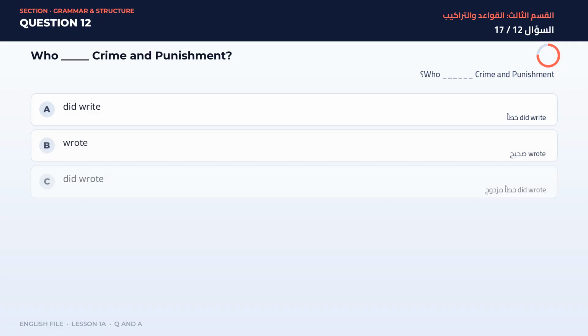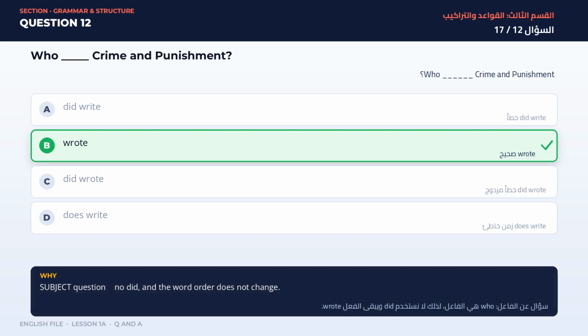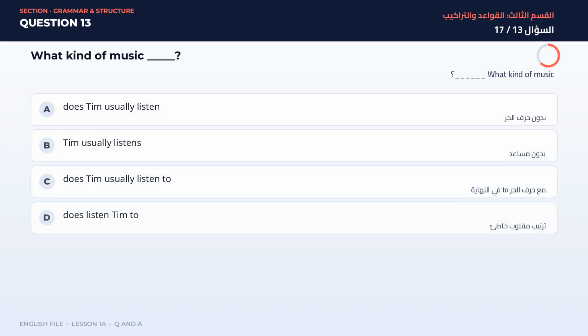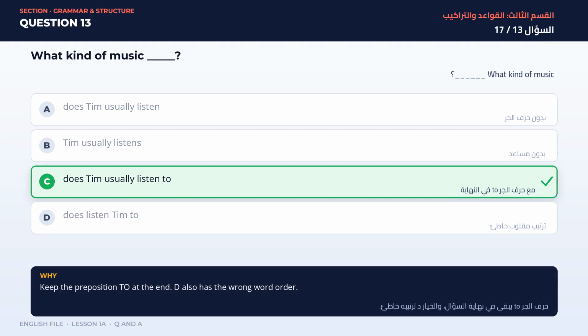Question 12. Who, blank, crime and punishment? B. Wrote. This is a subject question. Who is the doer, so there is no did. Question 13. What kind of music, blank? C. Does Tim usually listen to? Keep that preposition, to, at the end.